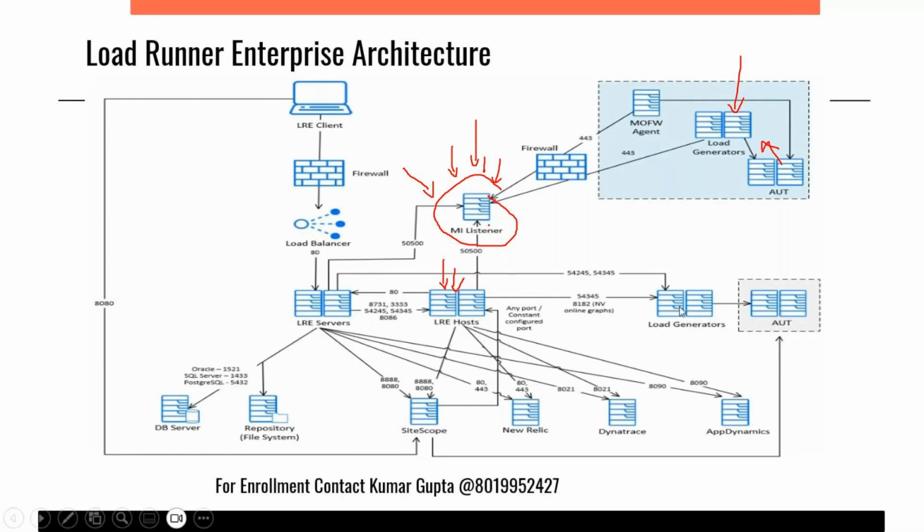Is it mandatory? Yes, if there is a firewall. Why? Because the LG needs to communicate with the LRE host. It doesn't happen automatically. There should be some listener listening on port 443 to what the LG has to say. So that's why you need an MI listener.